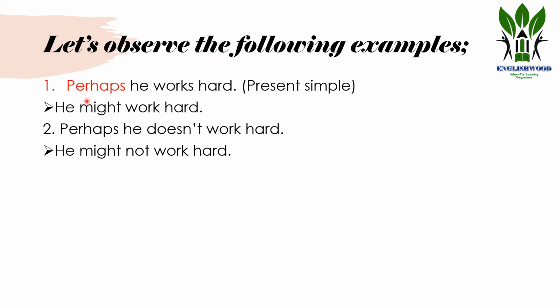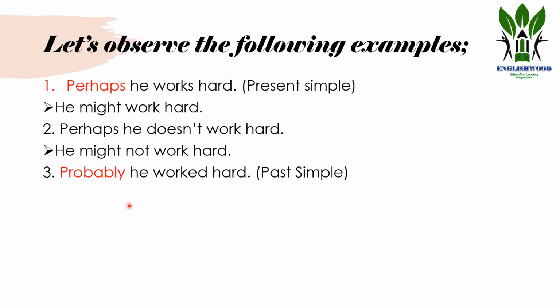Here, same thing. Perhaps plus positive: might work hard. Perhaps plus negative: might not work hard. Instead of perhaps you can have probably. Probably he worked hard, he may have worked hard. Same structure.